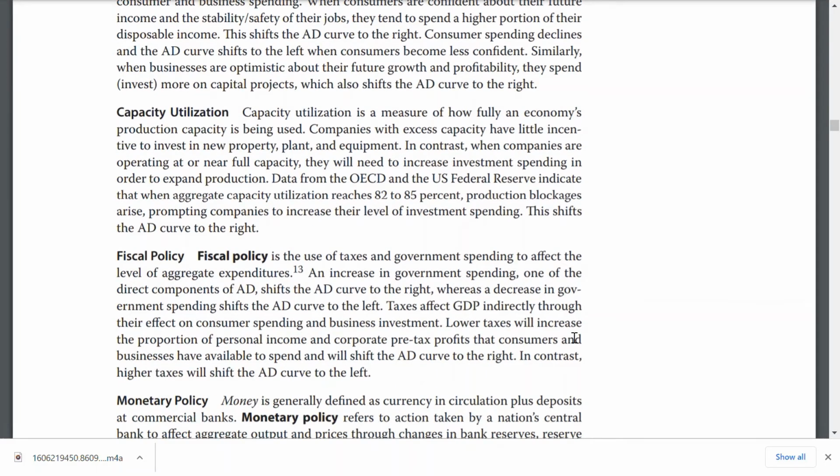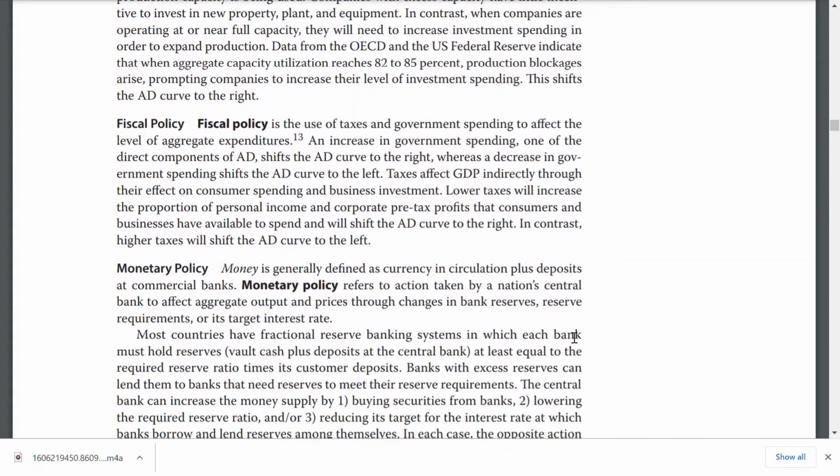Capital utilization. Capital utilization is a measure of how fully an economy's production capacity is being used. Companies with excess capacity have little incentive to invest in new property, plants, and equipment. In contrast, companies operating near or at full capacity will need to increase their investment spending in order to expand production. Data from the OECD and the U.S. Federal Reserve indicates that when aggregate capacity utilization reaches 82 to 85%, production bottlenecks arise, prompting companies to increase their level of investment spending. This shifts the AD curve to the right.